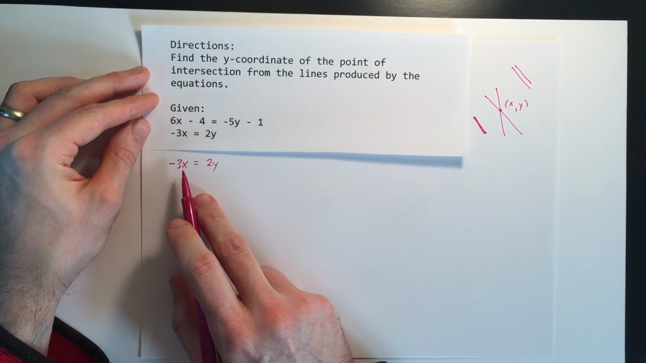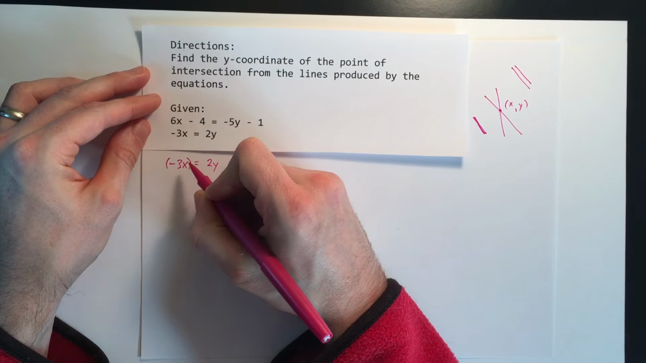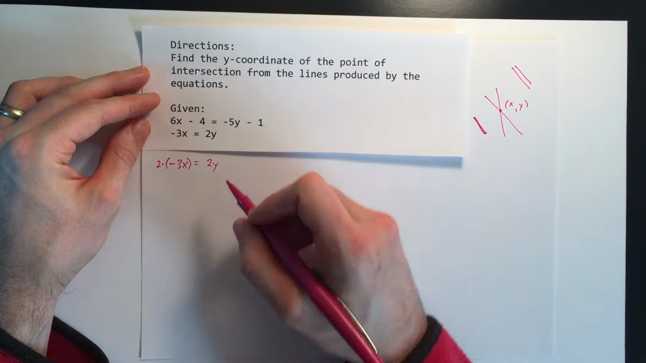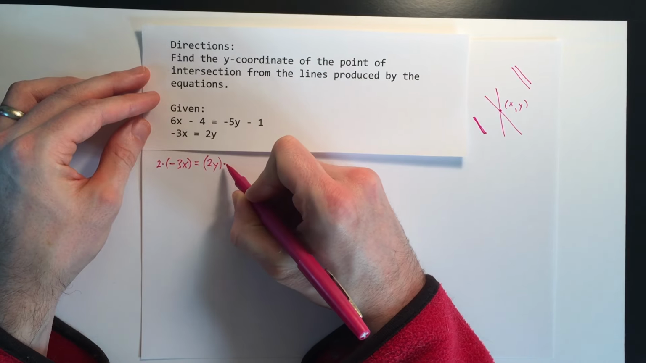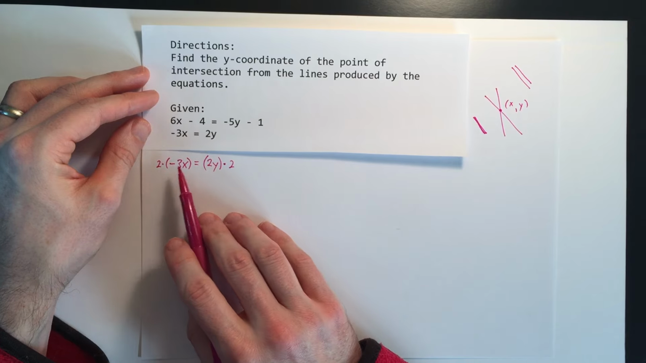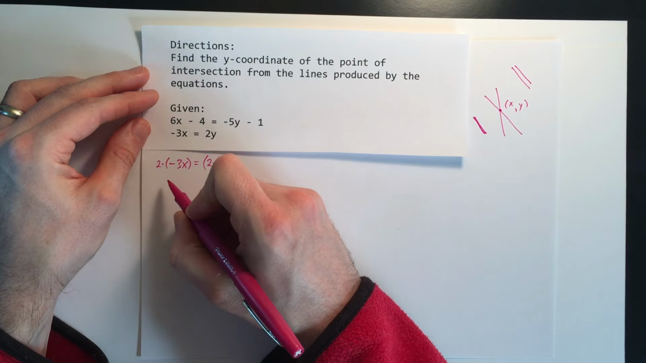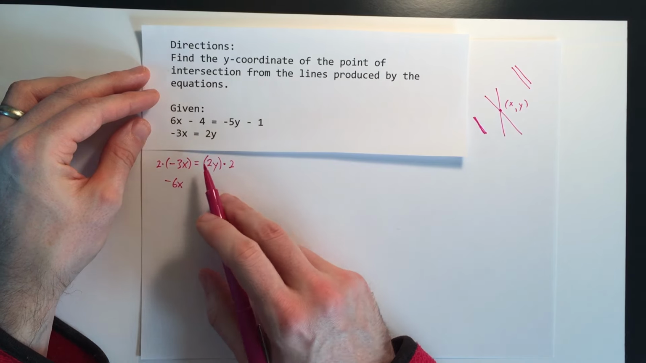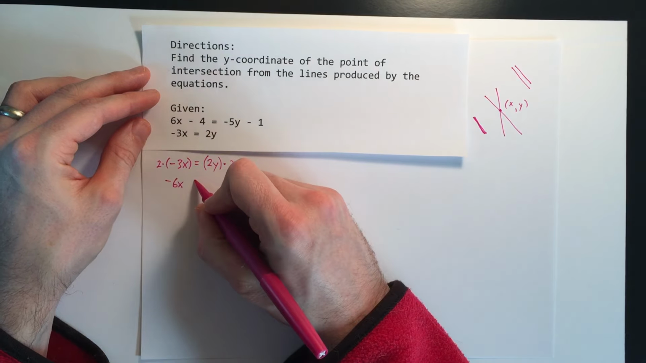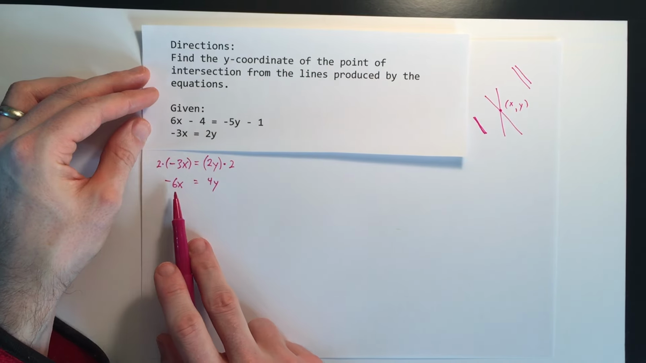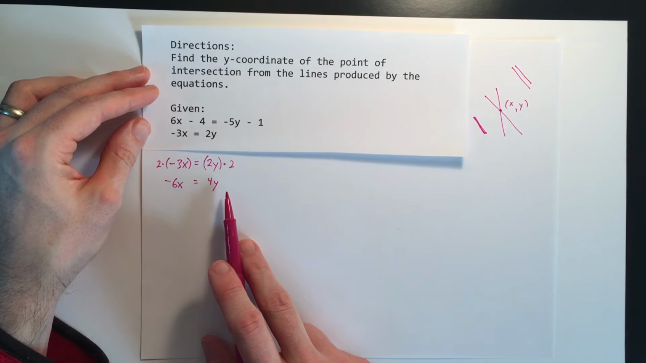and I want to make that negative 3x twice as big, and that means that I'm going to multiply it by 2. But whatever I do to one side of the equation, I have to do to the other side of the equation. So I'm going to multiply it by 2 as well. So 2 times negative 3x makes a negative 6x, and 2 times 2y makes 4y. So now I've taken the second equation and I've doubled it. I've made it twice as big.